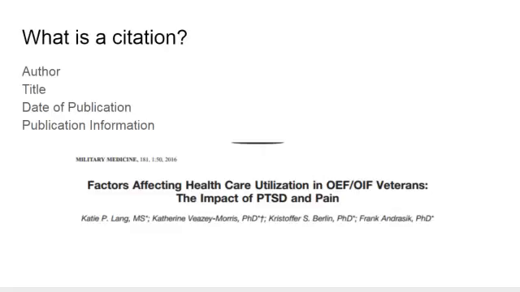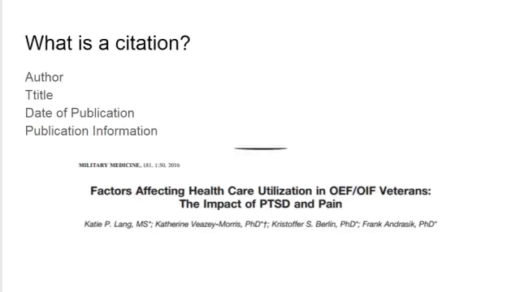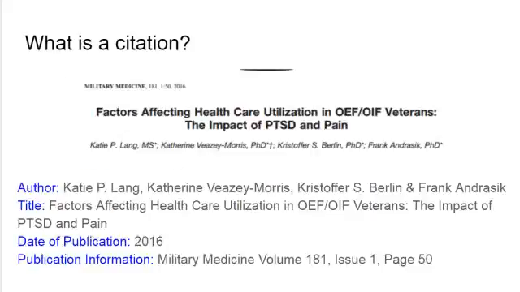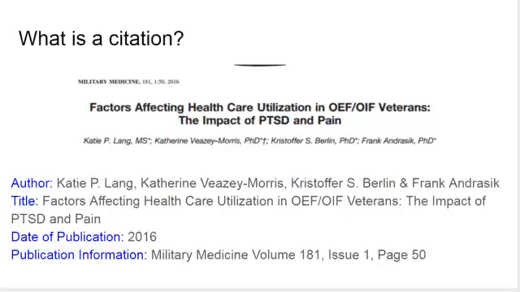So what does a citation consist of? Common elements of a citation are the author, date of publication, title of work, and information about the publication. Let's take a look at an article that I found in a library database. The information shown here gives all of the citation information, including the author, the title, the date of publication, and the publication information, including the journal title.